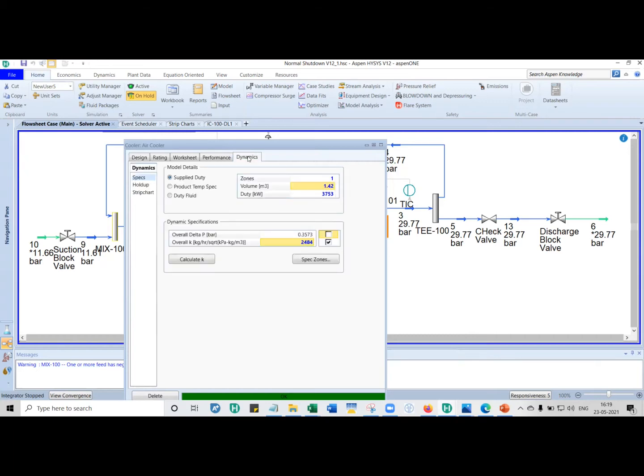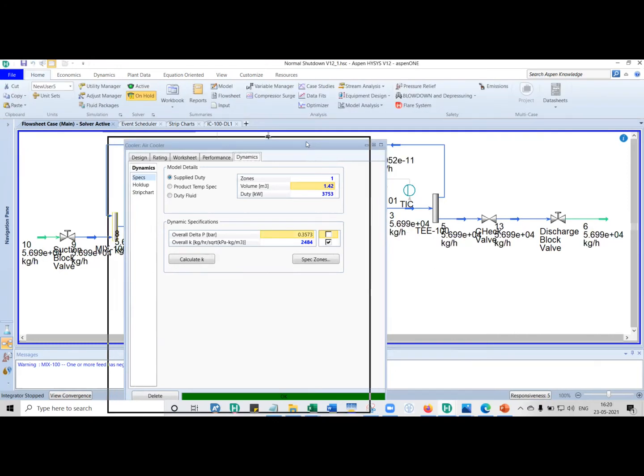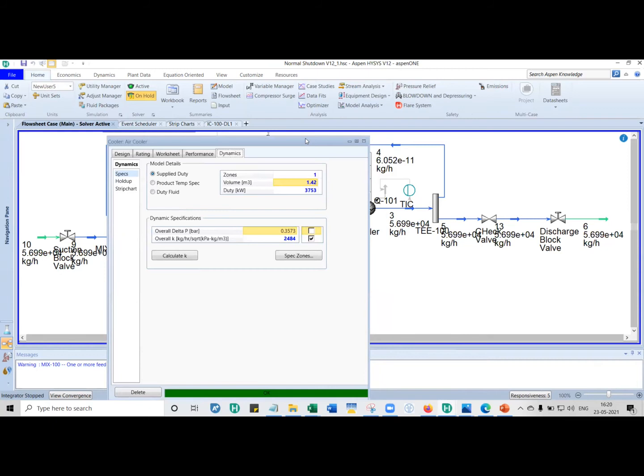So the purpose of putting this K value, the loss coefficient, is that it depends on the flow rate. If the flow rate is changing, right now it is about 57,000 kg per hour. Let's say it went from 57,000 kg per hour to 60,000 kg per hour. Using this K value, HYSYS will calculate the new pressure drop. So instead of 0.35, it can become 0.36 or 0.37. It will increase.